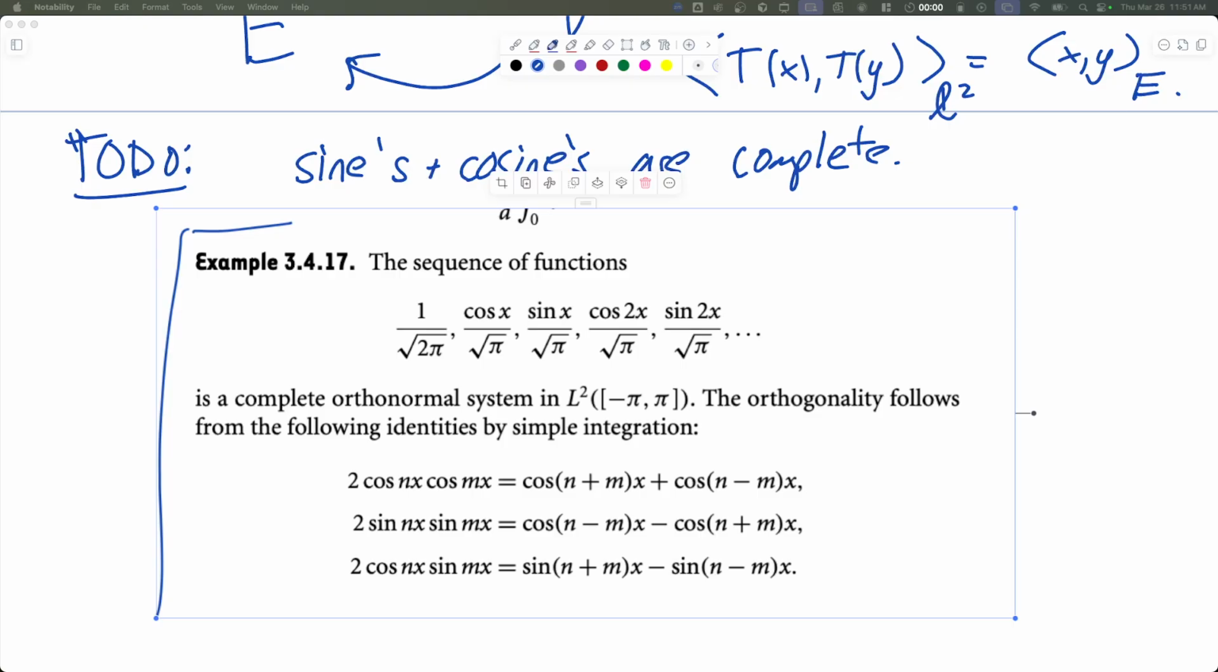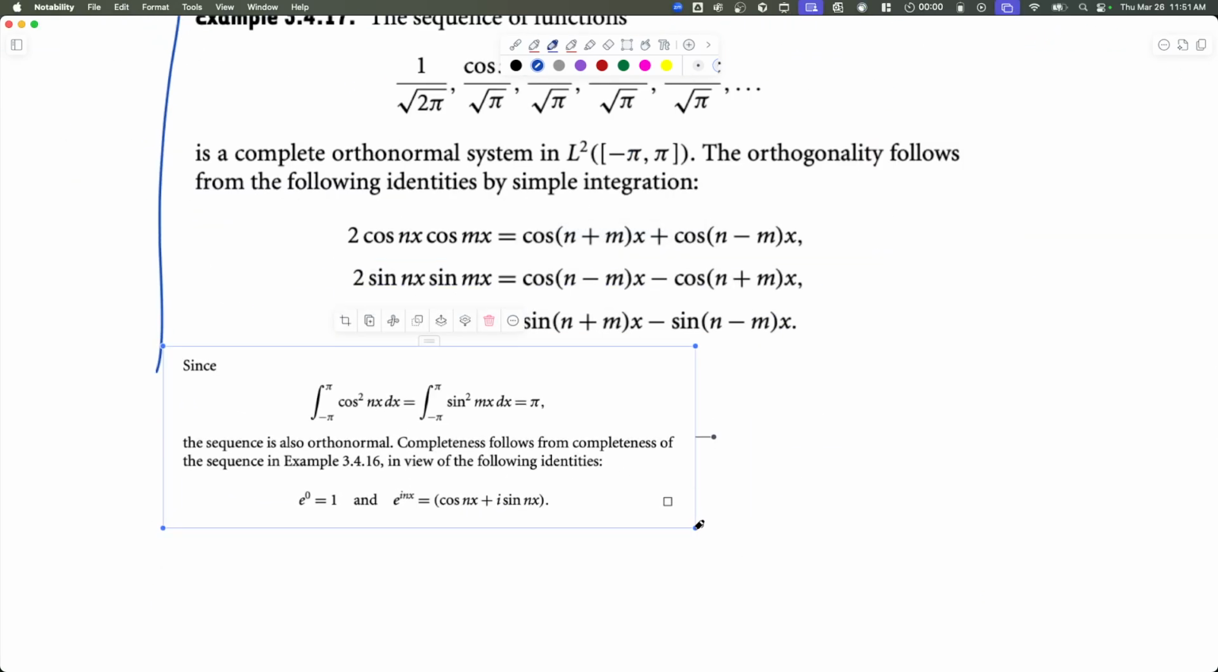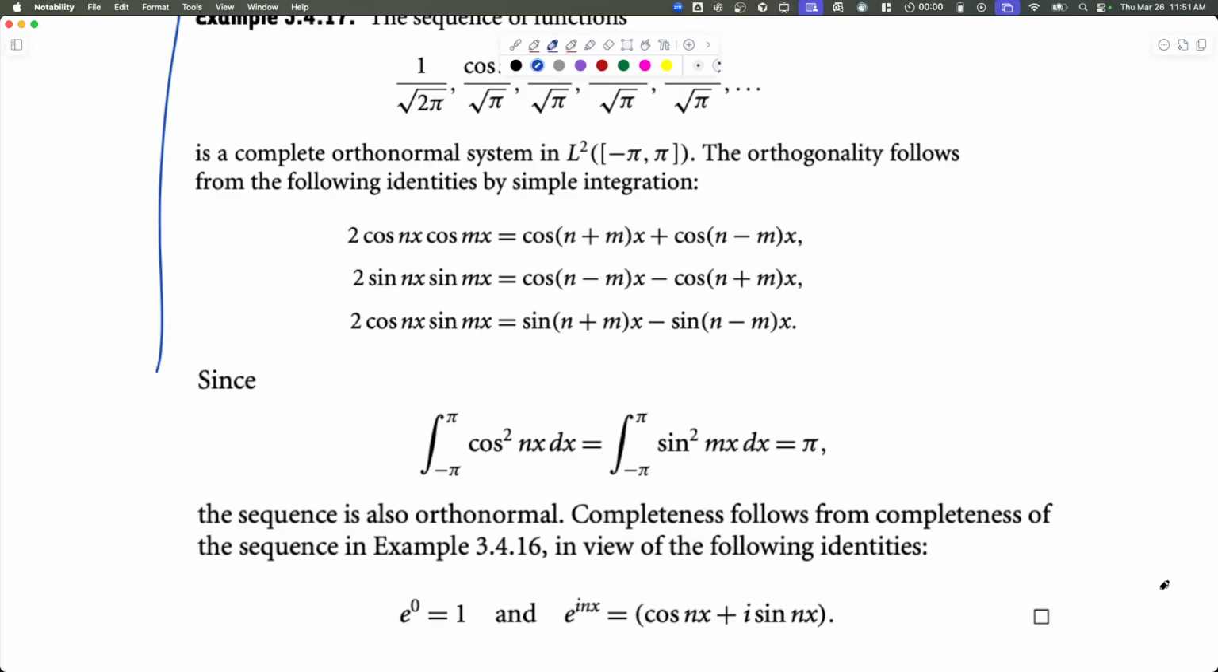And then there's a little bit more on the next page, which says, okay, here is the finish off of this trig identity, proving that the cosine squared and the sine squared are what they are. Why is it complete? Completeness follows from the completeness of the previous example. The previous example is doing complex cosines and sines. So the previous example is doing this.